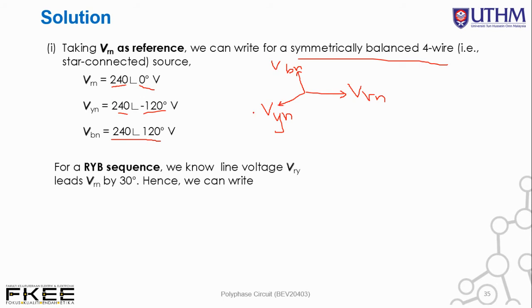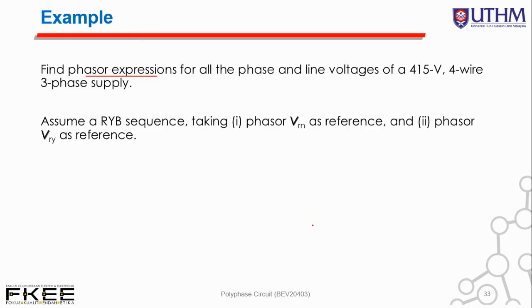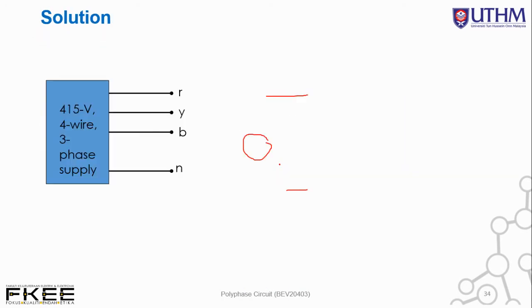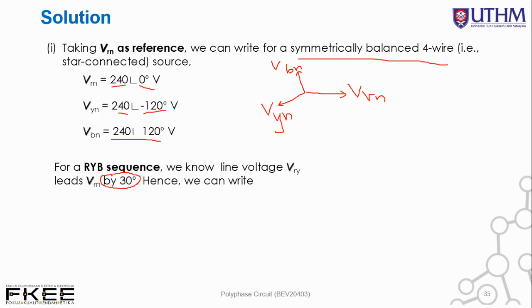Okay. So for our RYB sequence, we know that line voltage VRY leads VRN by 30 degrees. This is what we have seen in the previous slide. Hence, we can simply write the expression for VRY.